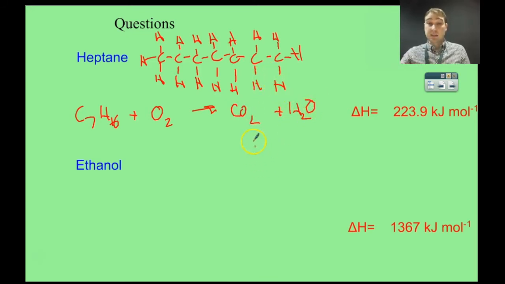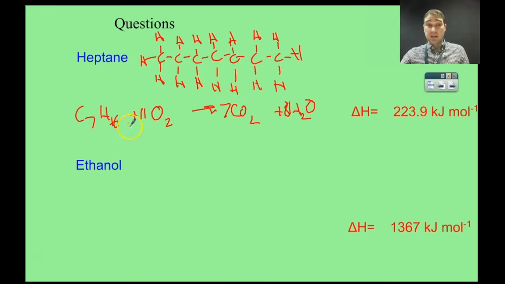So now we need to balance. We've got 7 carbons and only 1 carbon, so we're going to do 7 over here. 16 hydrogens and only 2, so we need 8 of these. Now my total number of oxygens, I've got 8 oxygens plus 14. 14 plus 8 is 22. So it means I'm going to have 11 oxygen molecules.